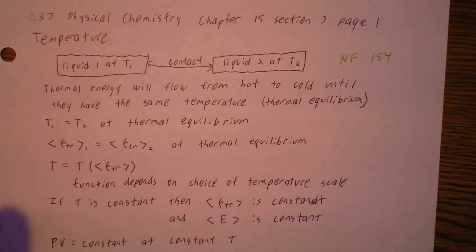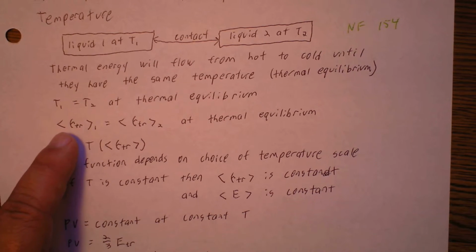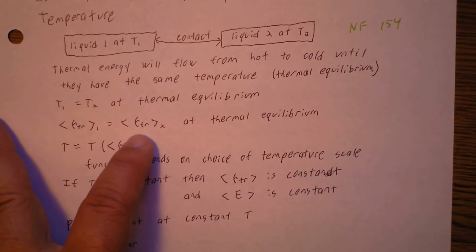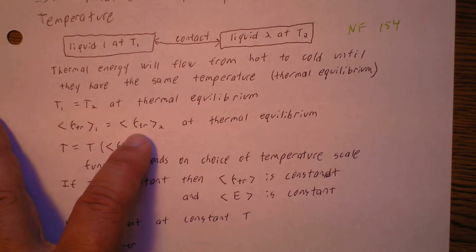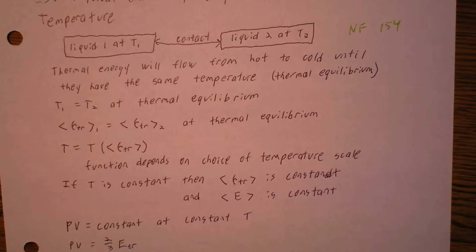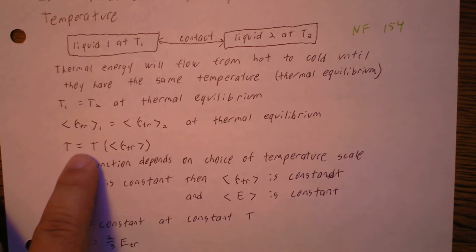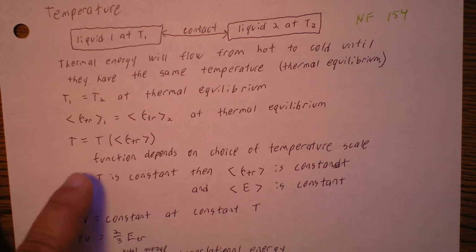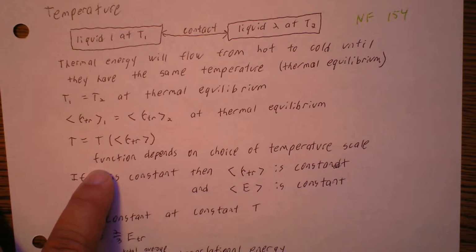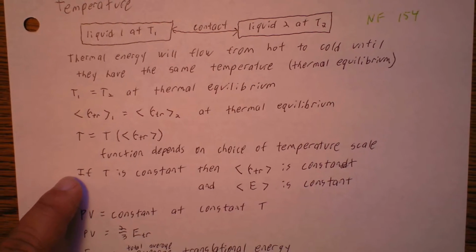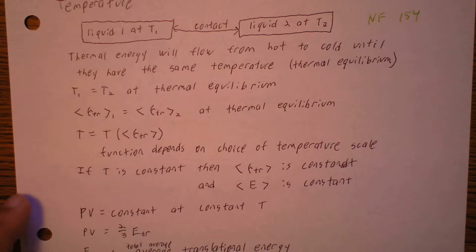Now another thing we also know is that the average energy of translation of liquid 1 is going to be equal to the average energy of translation of liquid 2 at thermal equilibrium. So we're going to say that T is some function of the average energy of translation. Now this function, of course, depends on whatever temperature scale you want to use, such as Fahrenheit, Celsius, Kelvins, etc.